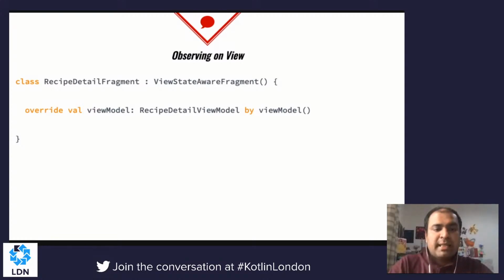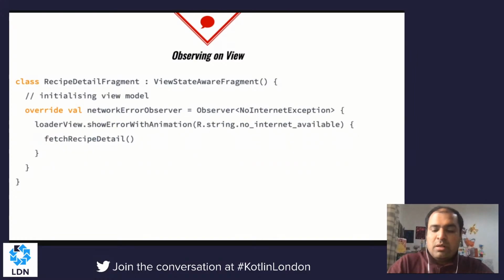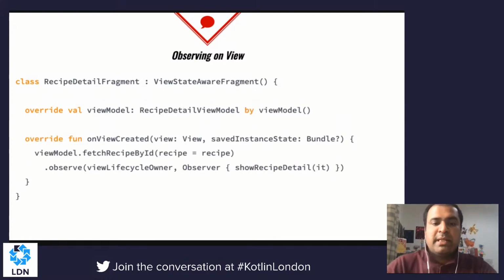And then I created a view model. I am using Koin for the dependency injection purpose, and in the view created function, I simply call my API and then observe it. So I call view model's whatever is the function. I pass the required data to it, and then I observe them. And once my observer has the result, I show it to the view using show recipe detail function.